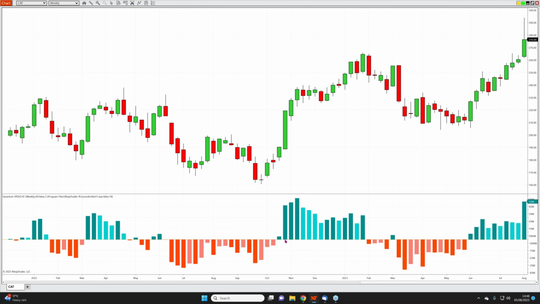Then we get a nice injection. Pressure injection comes in, rising bars, which is great to see, really pushing that trend higher. We drop off a little bit as we go into congestion, then we get another injection of pressure to take it up to the next level.